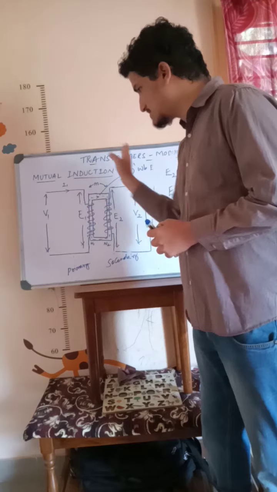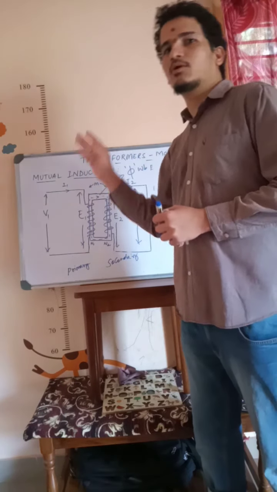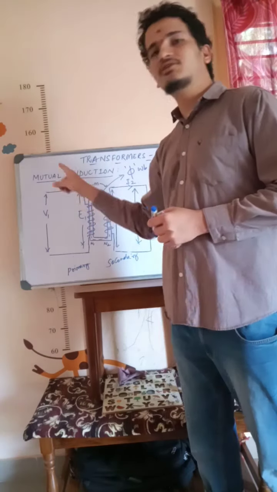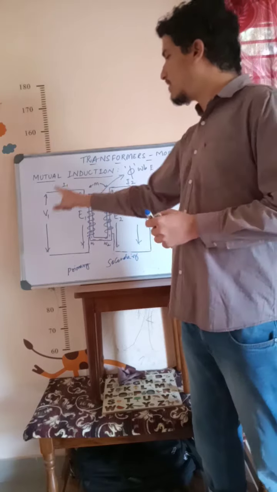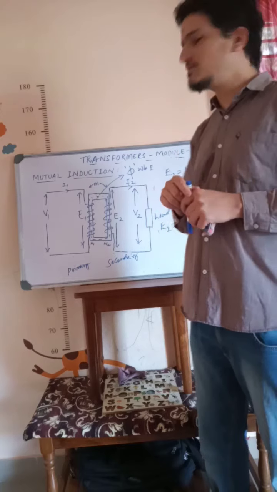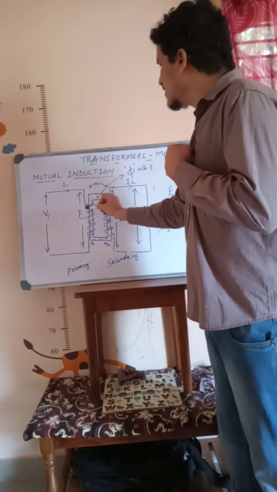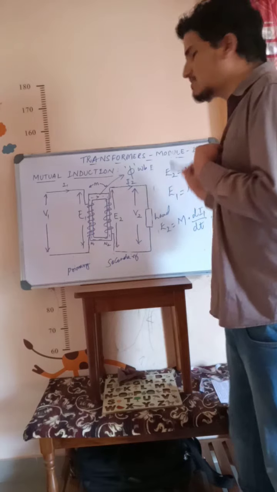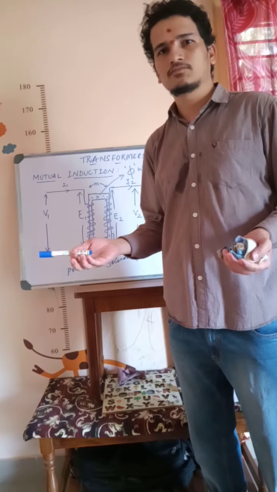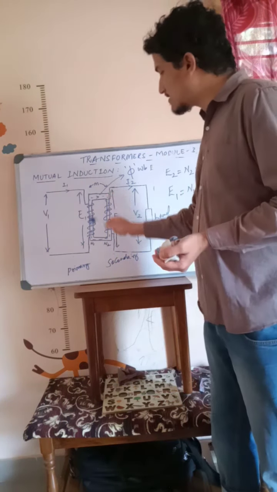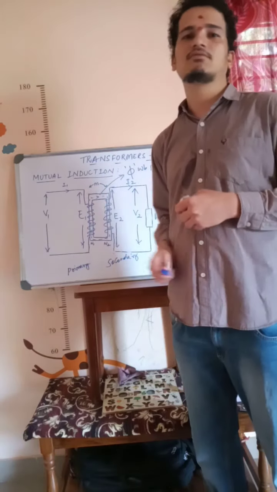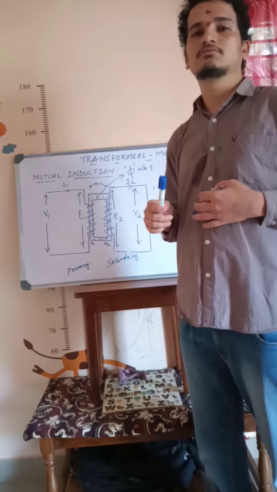The frequency remains the same, with or without change in voltage levels. Why am I saying with or without change in voltage levels? If I maintain the number of turns of primary and secondary the same, then the induced voltage is also the same, so there is no change in voltage levels. If I change the number of turns, then there is a change in voltage levels.